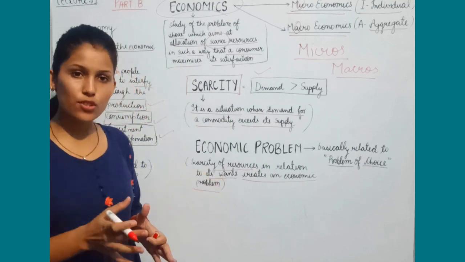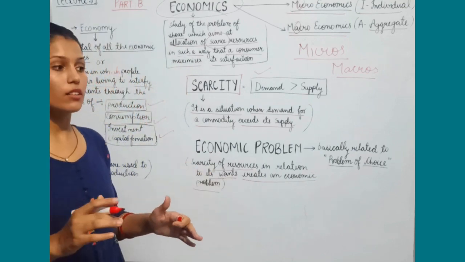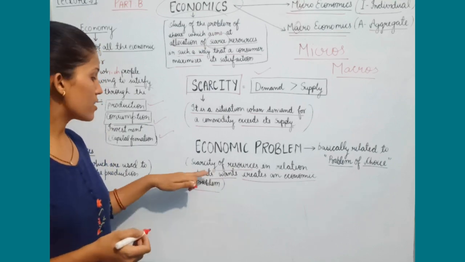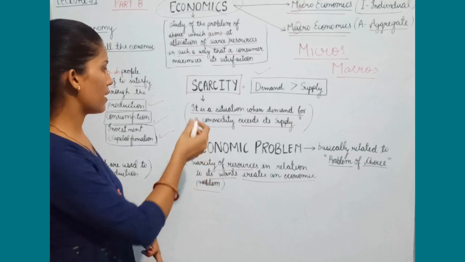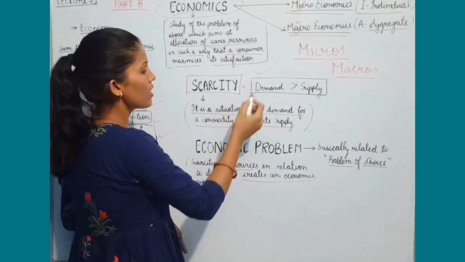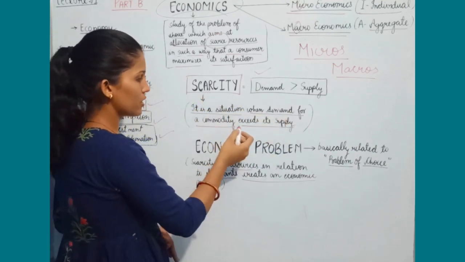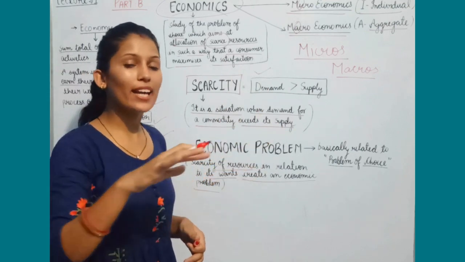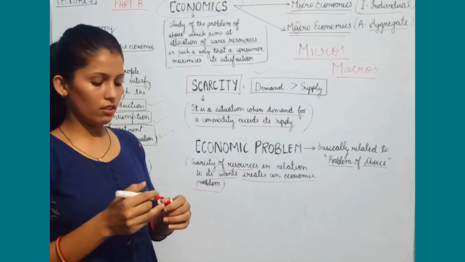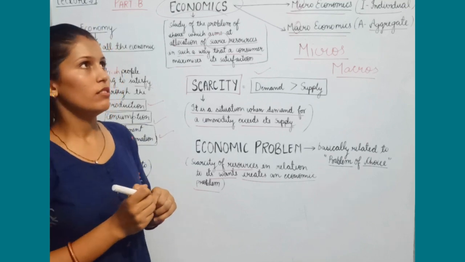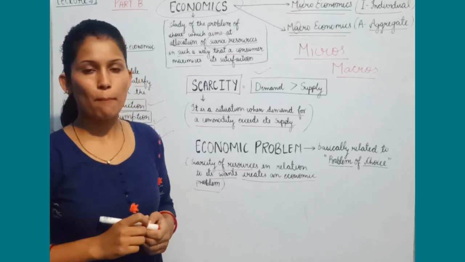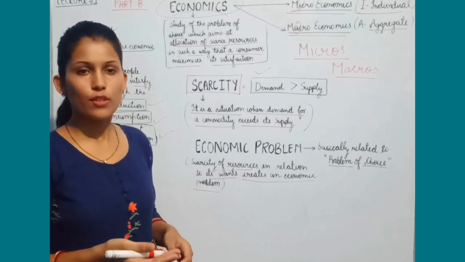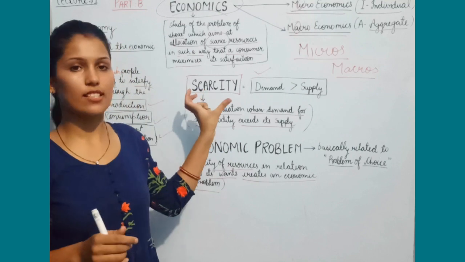When you have scarce resources and great demands in relation to supply, like we have studied, scarcity means a situation when demand for a commodity exceeds its supply. For example, if my community is demanding 10,000 apples, but the economy is not ready to supply that good, then comes the word scarcity.